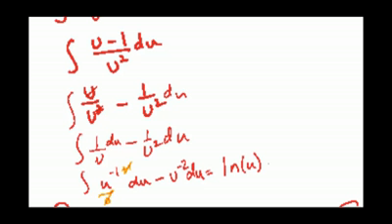Alright? And then if I add 1 to this one, you get a negative 1, so that becomes plus u to the negative 1, and then plus the constant. Okay, so here we have u is equal to x plus 1, I believe it was. So this would be your final answer.